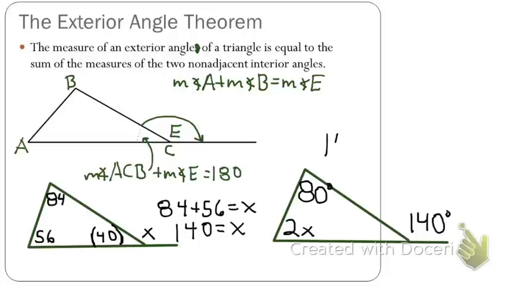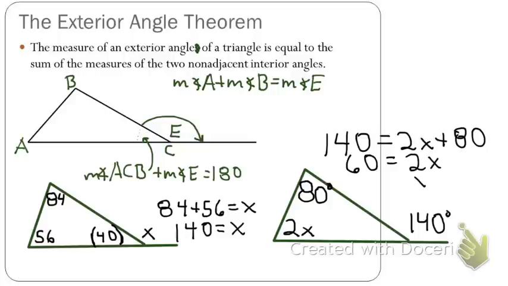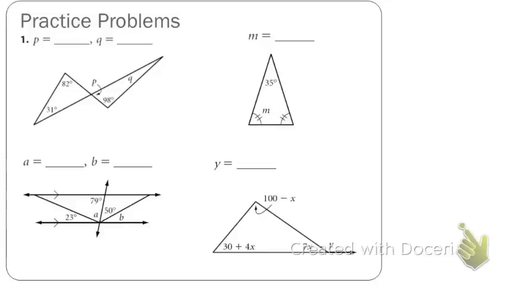For this one, on the right we could do 140 equals 2x plus 80. We then get 60 equals 2x, so x is 30. So those are the basic properties. Now let's go through and start solving some problems.